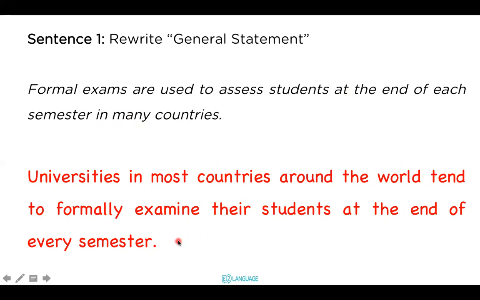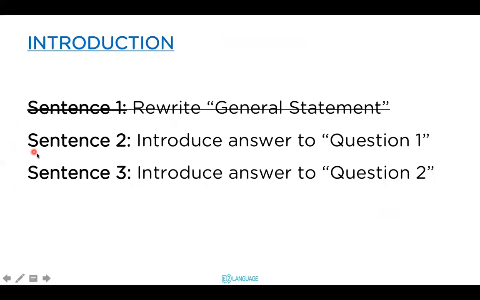Why? Because there's no other way to say that. And so I can't rewrite everything. I need to keep the meaning. So these two sentences basically say the same thing. And we have just written the first sentence of our introduction, which is fabulous.